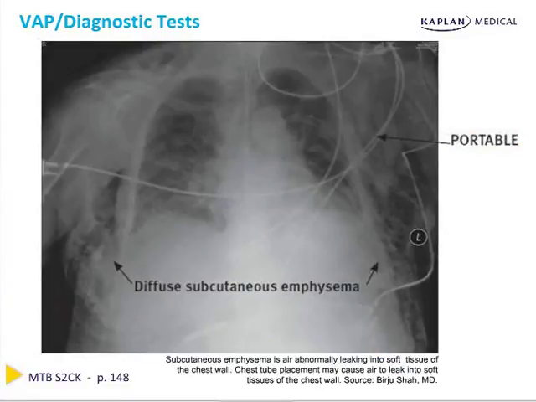One thing to watch out for in patients who are on the ventilator and may have pneumonia would be the presence of diffuse subcutaneous emphysema, as seen in the chest X-ray on your screen. Subcutaneous emphysema is abnormal. It represents leakage of air into the soft tissue of the chest wall. Causes may include placement of a chest tube, but might also include damage secondary to positive pressure ventilation from the ventilator.